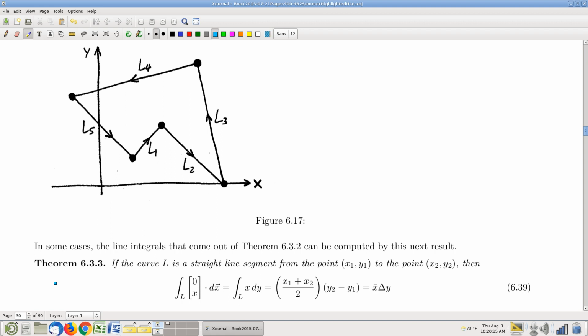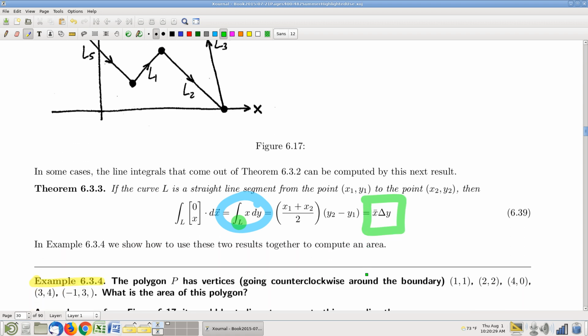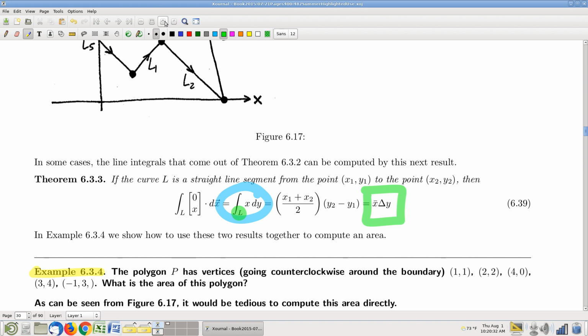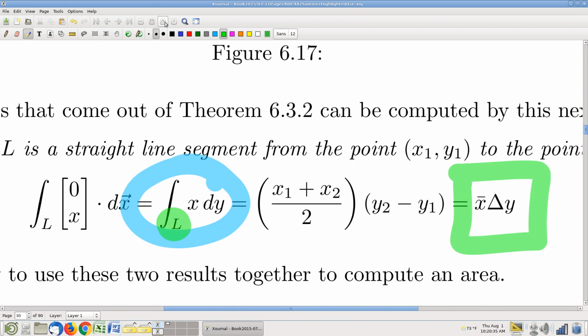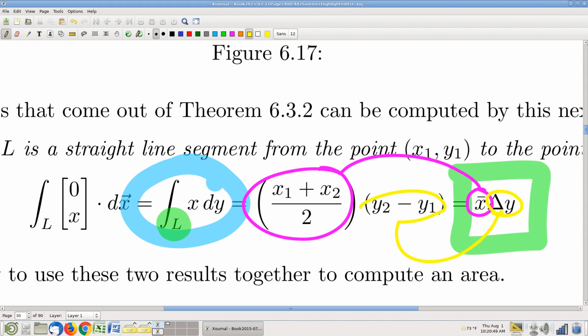But prove for yourselves this special integral, integral x dy, on a line segment. That integral always has this nice, handy little result. It's just the average value of x times the change in y. So you can see that in how the arithmetic works out here. The average value of x, the average of the two x endpoints, times the change in y, namely the height at the end of the line segment minus the height at the start of the line segment.